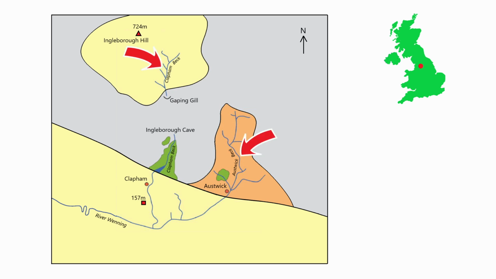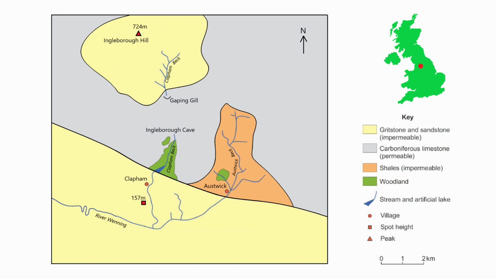Austwick Beck and Clapham Beck have their sources within a few kilometres of one another in the Yorkshire Dales. They join south of Clapham, becoming the River Wenning.